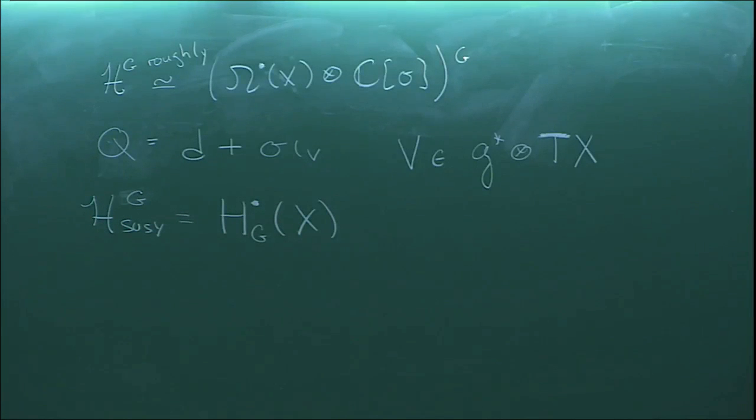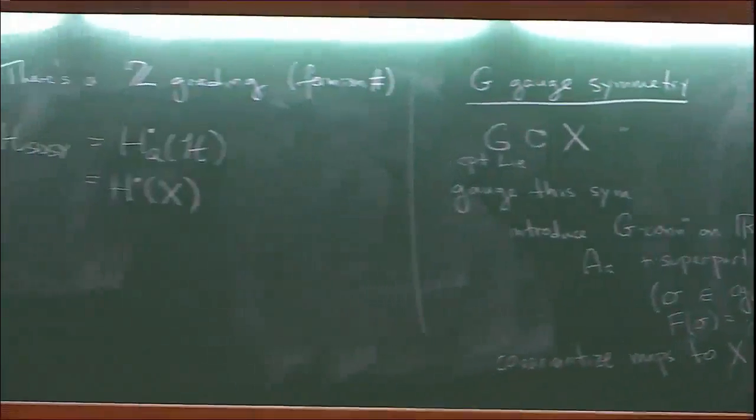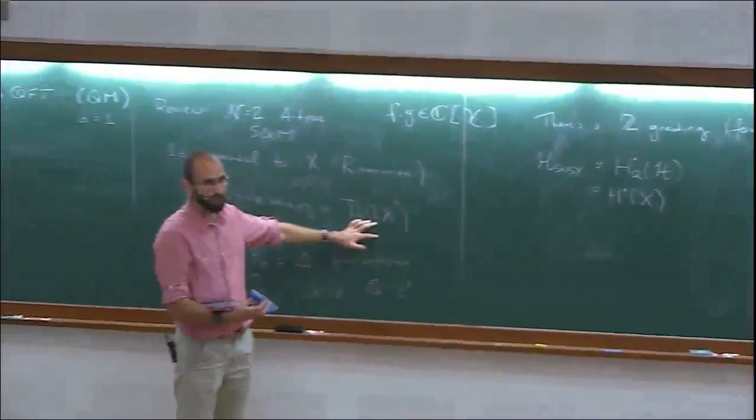Now, let me recall some useful facts. You quantize what amounts to the cotangent bundle of this thing. So you end up with functions on the odd tangent bundle, and that gives you forms.